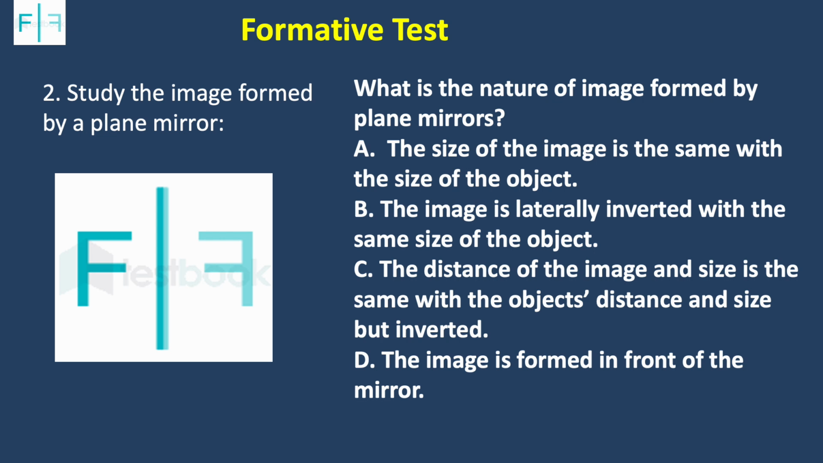Question number 2. Study the image formed by a plane mirror. What is the nature of image formed by plane mirrors? A. The size of the image is the same with the size of the object. B. The image is laterally inverted with the same size of the object. C. The distance of the image and size is the same with the object's distance and size but inverted. Or letter D. The image is formed in front of the mirror.